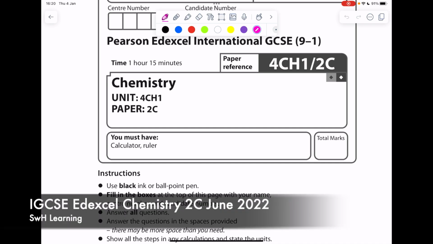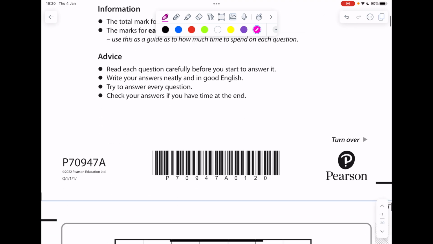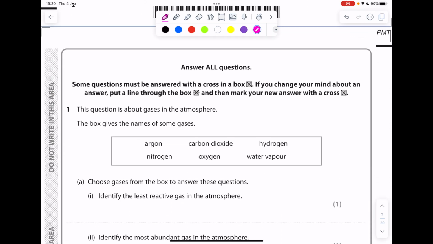This is an IGCSE Edexcel chemistry paper. It's a 2C paper, so for triple candidates from June 22. There's your all-important periodic table.